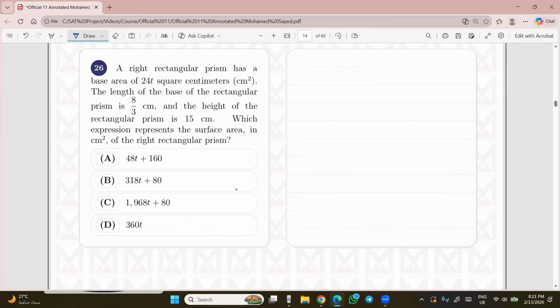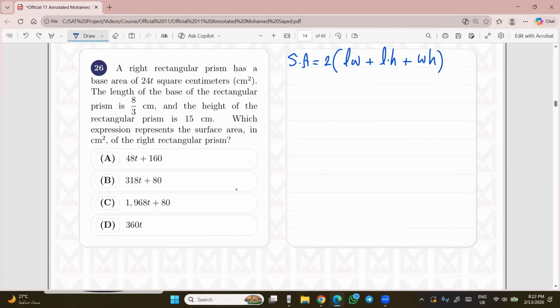So we remember the formula of the surface area. This formula is not written in the exam, but we need to remember it to save time. Surface area of the rectangular prism is equal to 2 times (length times width plus length times height plus width times height). I mean, every two come together once.